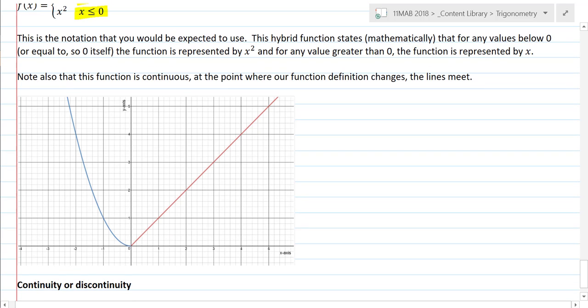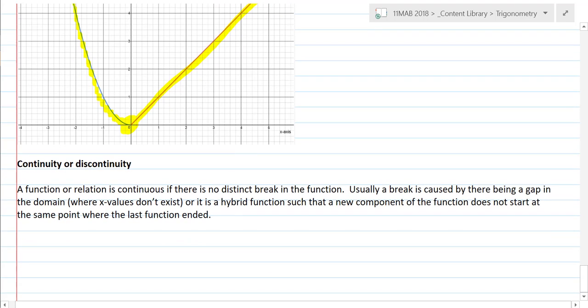This function looks like this. There's the function going down there, and there's the linear component there, and you'll notice here that they meet. So my last little bit for today is continuity and discontinuity. This hybrid function is continuous because it meets at a very specific point and carries on.